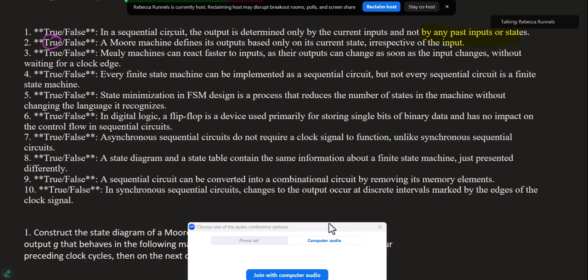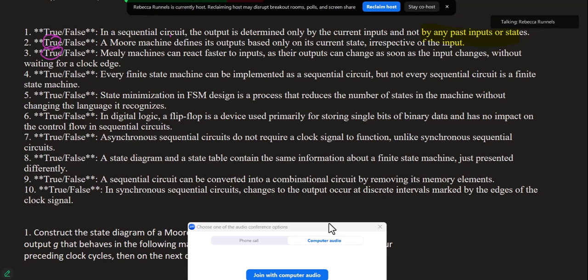True, false. Mealy machines can react faster to inputs as their outputs can change as soon as the input changes without waiting for a clock edge. Yeah, that one's true. Can you explain that one? Sure. So what's the difference between Moore and Mealy? And so the Moore depends on its outputs, like its outputs.